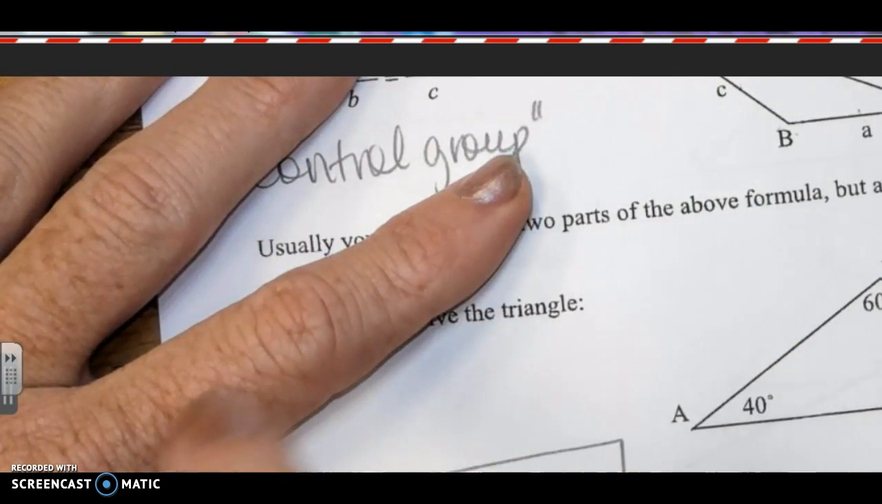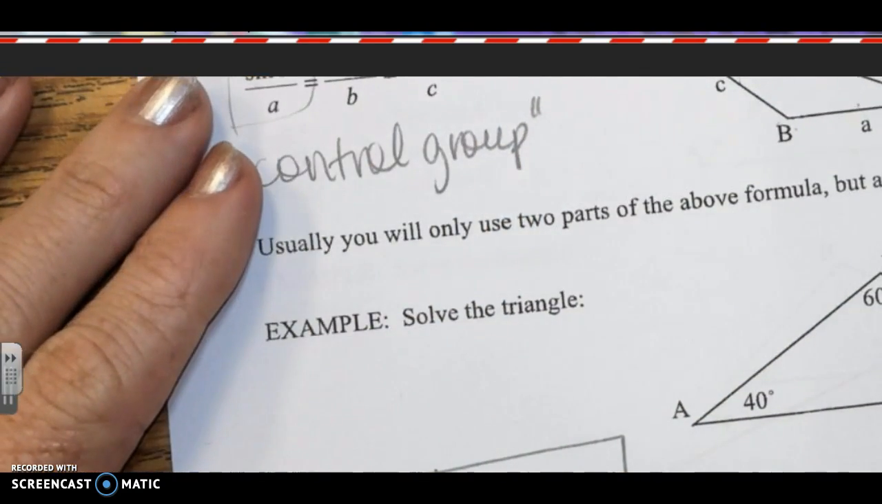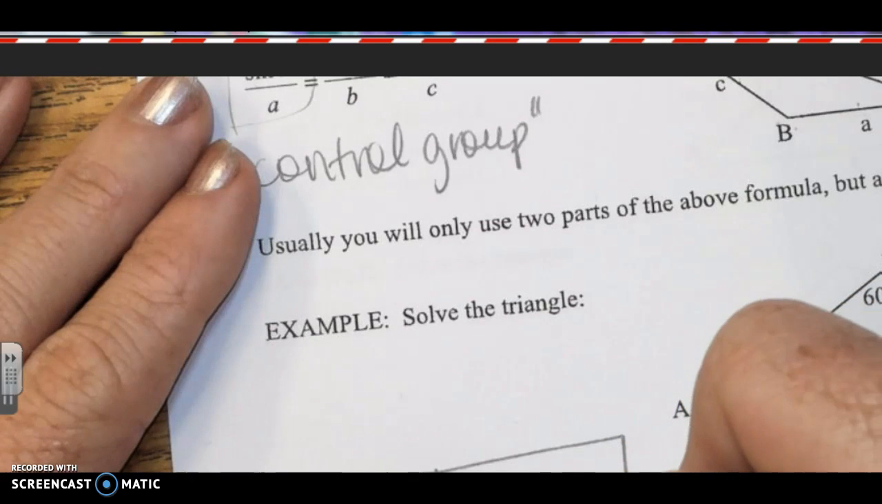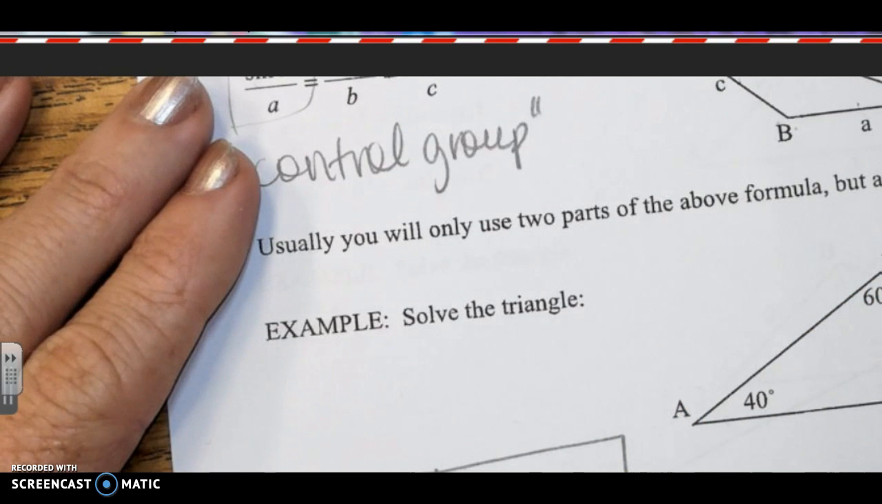So for example, in this triangle, I know that angle A is 40. I know that angle B is 60. Can I calculate angle C? How? It has to add up to 180. So that's 100. So angle C must be 80 degrees. Okay?